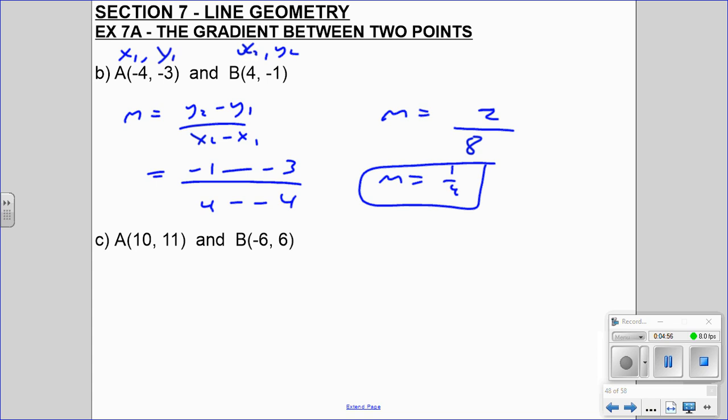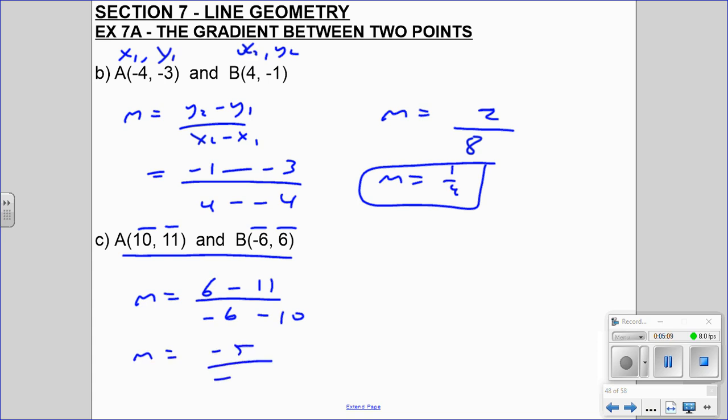Okay, and just like for this example C, I'm just going to do it fast now. So this is y2 take y1 over x2 take x1. So m equals minus 5 over minus 16, which is 5 over 16. So for every one increase of x, our y will increase by 5 over 16.